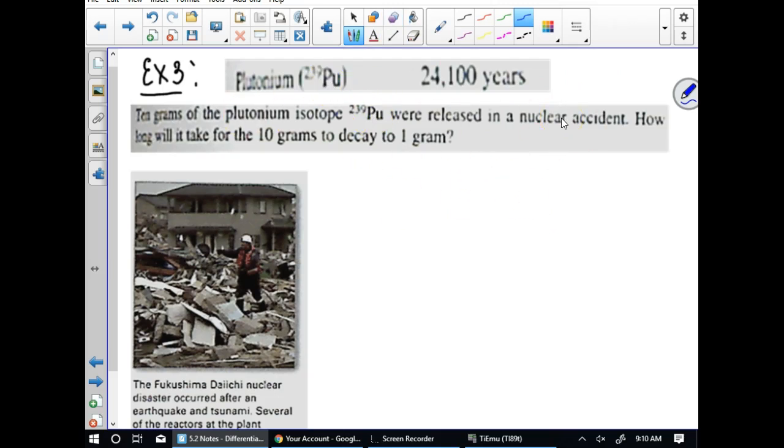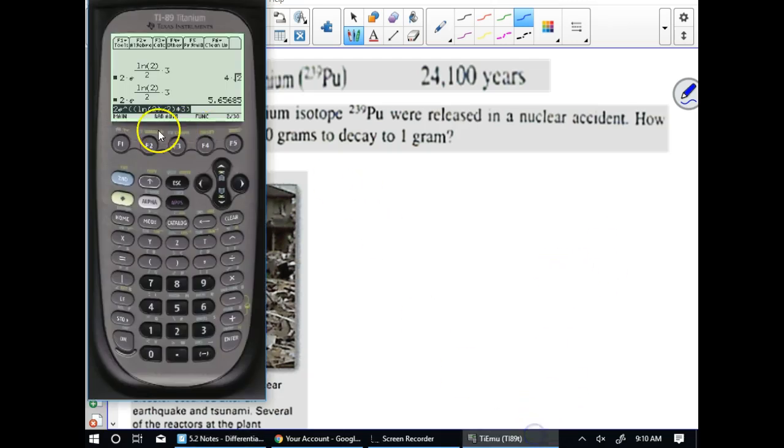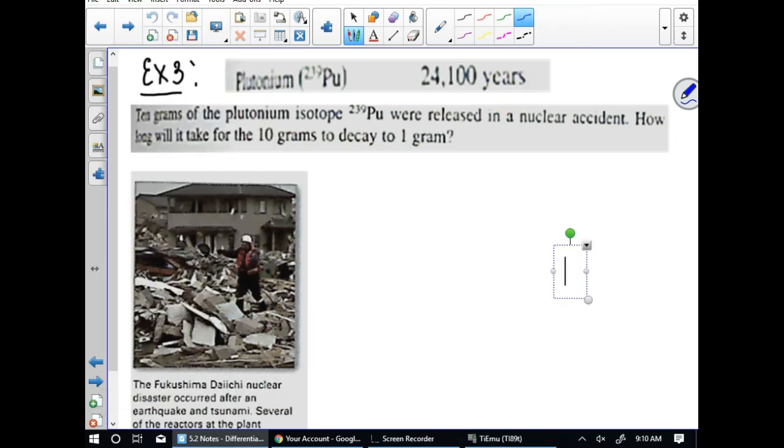So what we want is to figure out an equation that we could use so we can figure out how long it's going to take for just 1 gram to be left. Because we could kind of get an estimate. Like, I know it's going to take 24,100 years for there to be 5 grams. Right? And then it would take another 24,100 years for there to be 2.5 grams. So I can keep dividing, but I won't get exactly to 1 if I do that. So I need to know an equation if I'm looking for this. So what we're going to do here in a half-life situation, this is exponential decay.